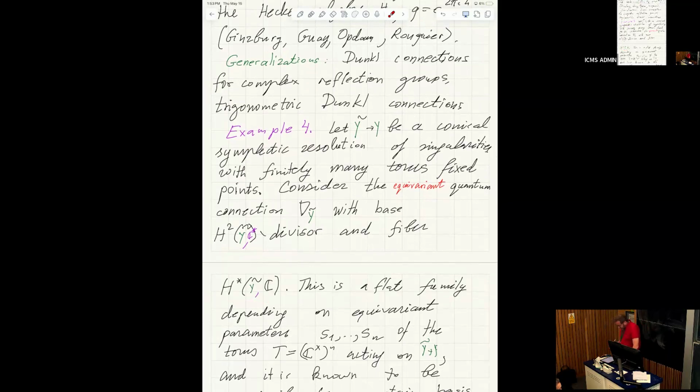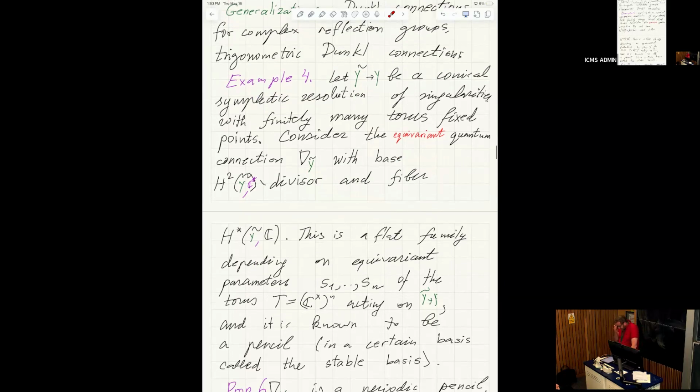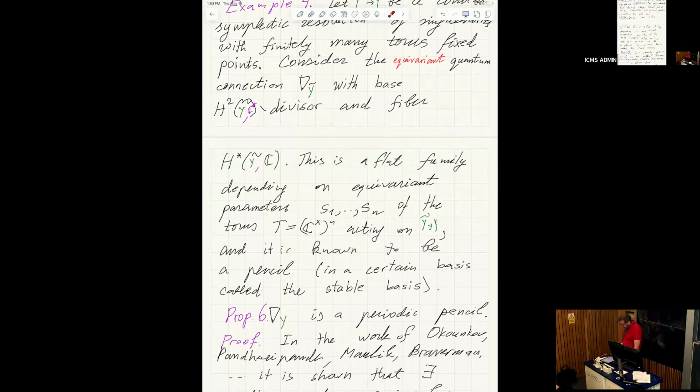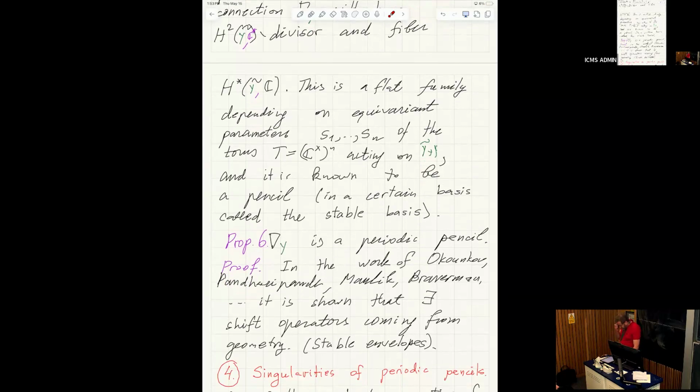And this is a flat family depending on the equivariant parameters of the torus. And it is known to be a pencil in a certain basis called the stable basis. And this is in fact a periodic pencil. And this can be proved directly by constructing these intertwiners, not computing them, but constructing them using enumerative algebraic geometry, so-called stable envelopes. And this was done by Etingof, Pandharipande, Maulik, Okounkov, Braverman, and others.